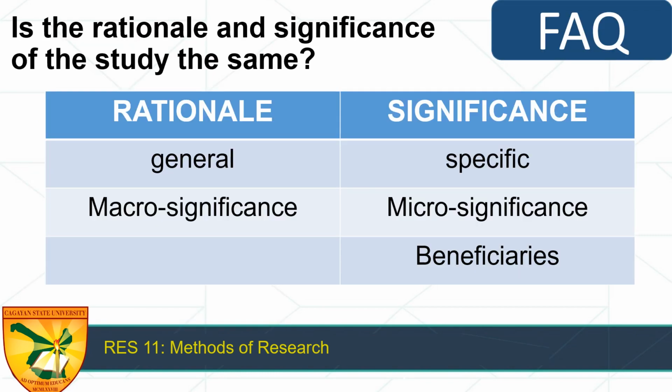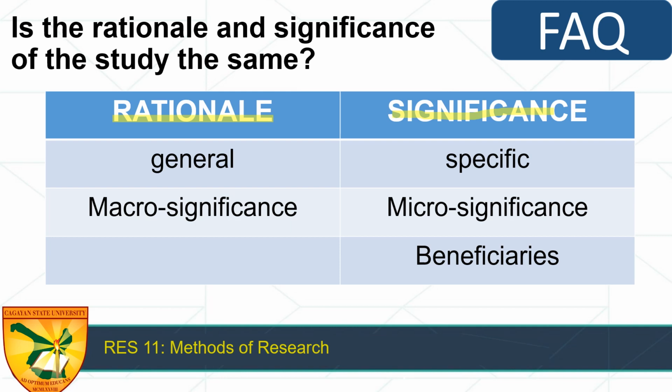A frequently asked question in this part of chapter 1 is, are the rationale and significance of the study the same? So the significance of the study is also known as the rationale of your study. So the rationale and significance are the same. There are some formats where there is a part of rationale and significance, then end users and or beneficiaries. So depending on where you will be submitting your proposals, they require different formats.